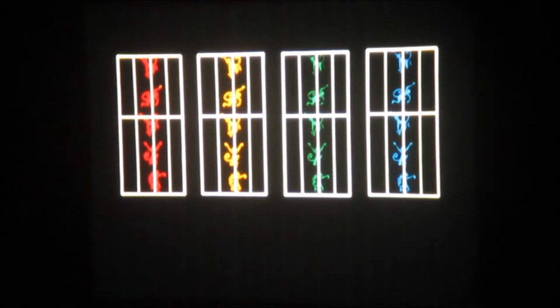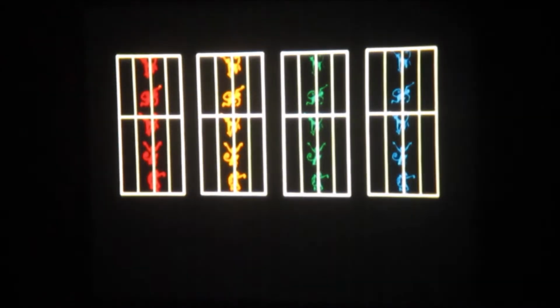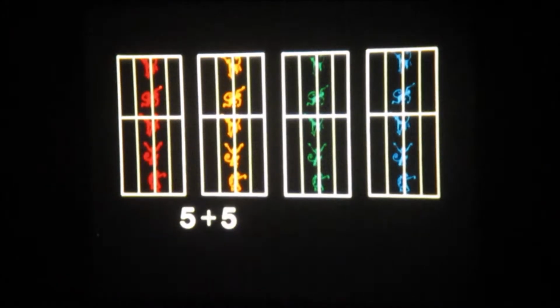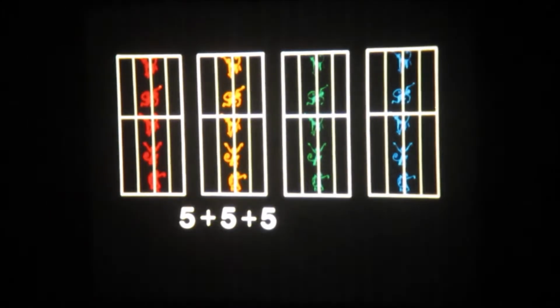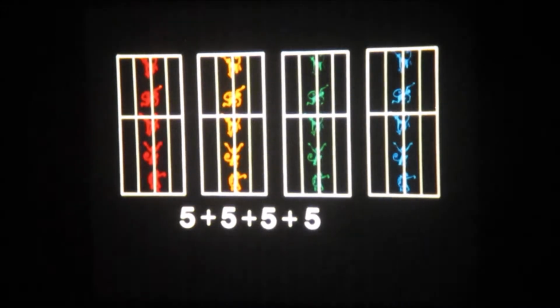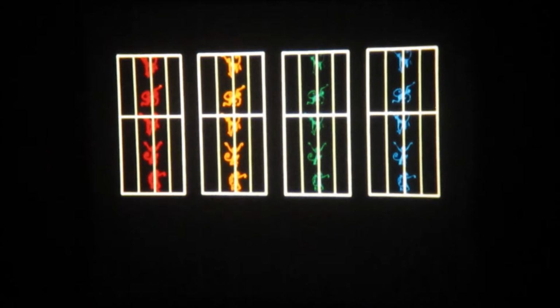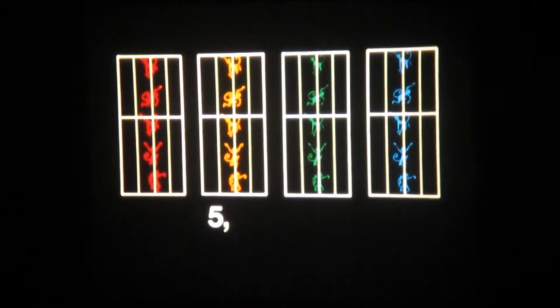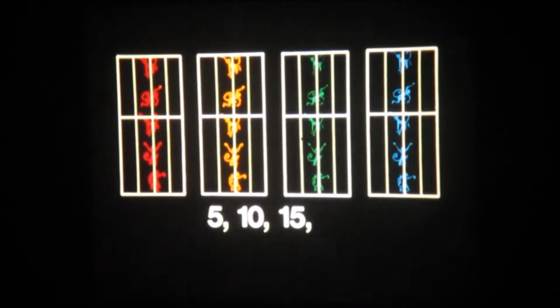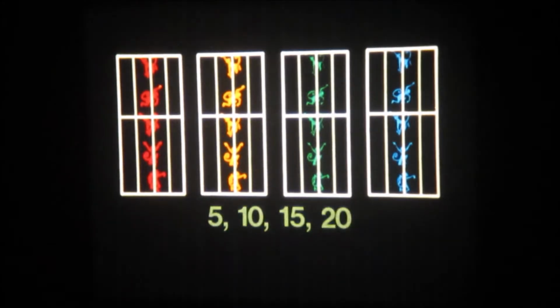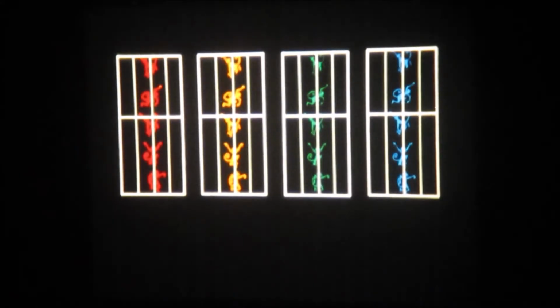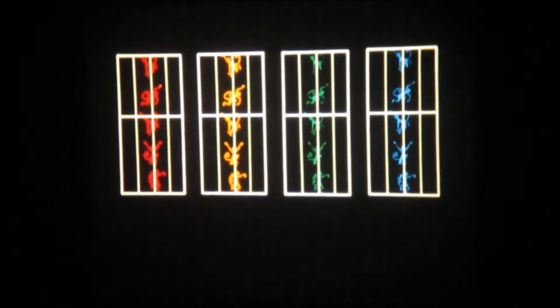We could say that there are 4 equivalent sets of 5 monkeys. One way to find the answer is to add them all together. 5 plus 5 plus 5 plus 5, and we'd find that there are 20 monkeys. Can you count by 5s? Let's try. 5, 10, 15, 20.